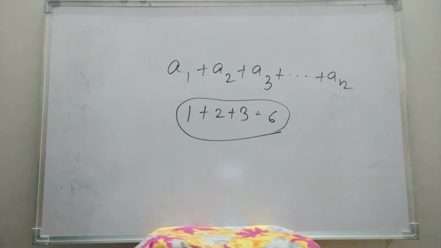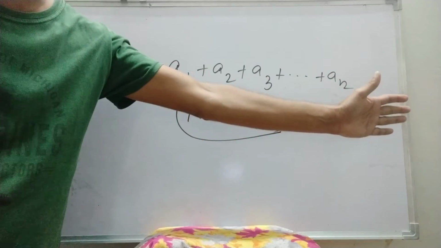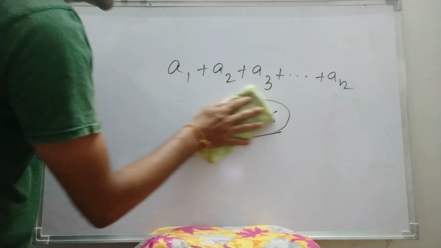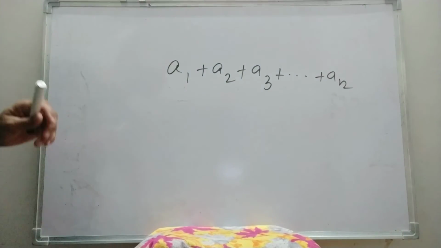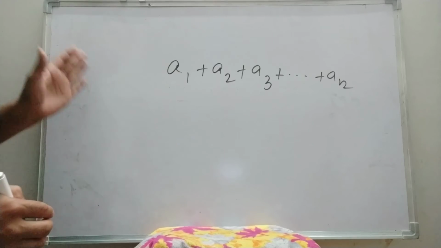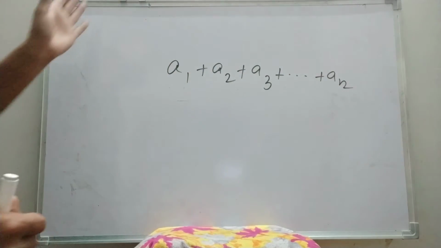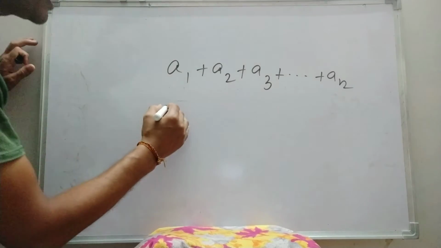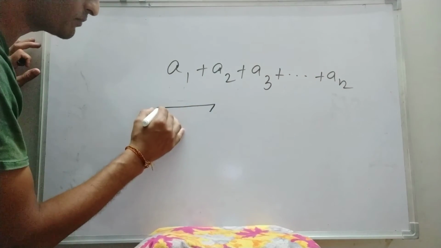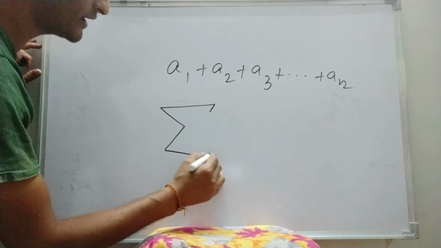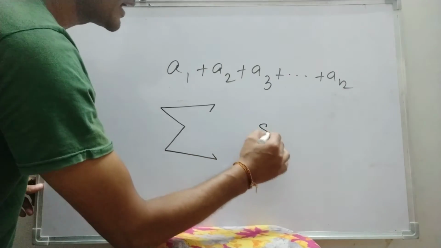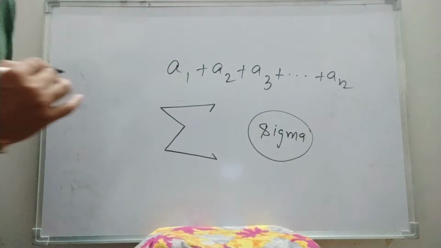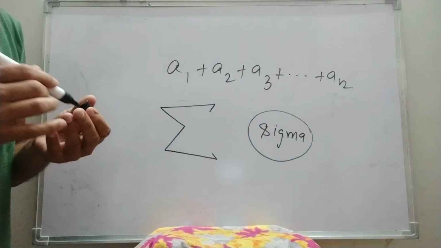But students, whenever there is a large number of terms in a particular series, at that time it's very difficult to count the sum of this series. Then the sum of the series is written in a compact form by using this particular Greek symbol, which is called sigma. This Greek symbol is called sigma, and this is called the summation.